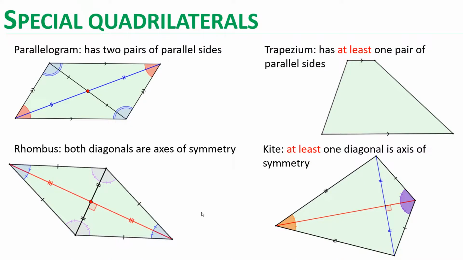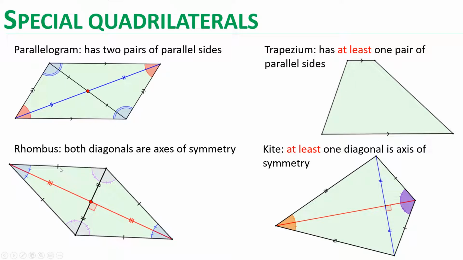So to make things more interesting, we introduce 2 new types of quadrilaterals. You already know the parallelogram. That is a quadrilateral with 2 pairs of parallel sides. And the definition of a trapezium is that it is a quadrilateral with at least 1 pair of parallel sides. That means that a parallelogram is simply a special type of trapezium.